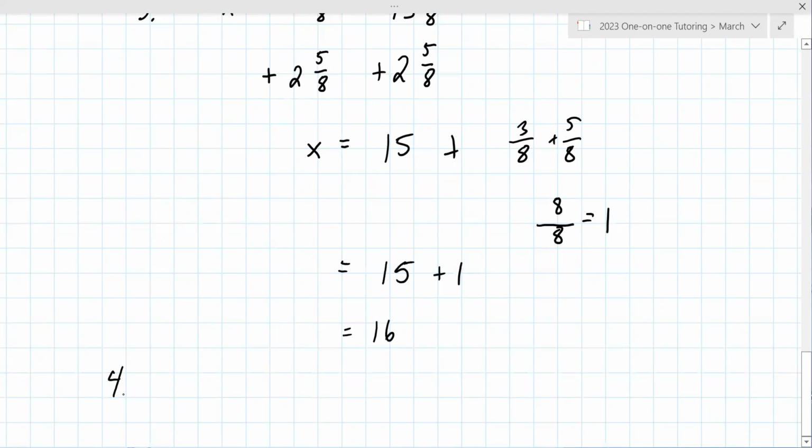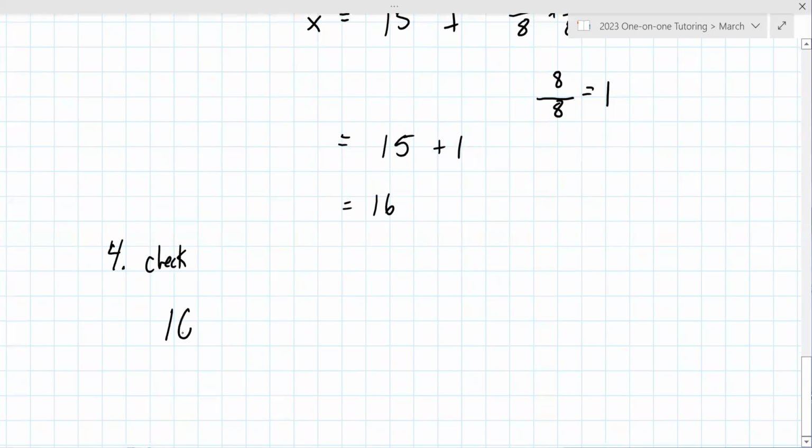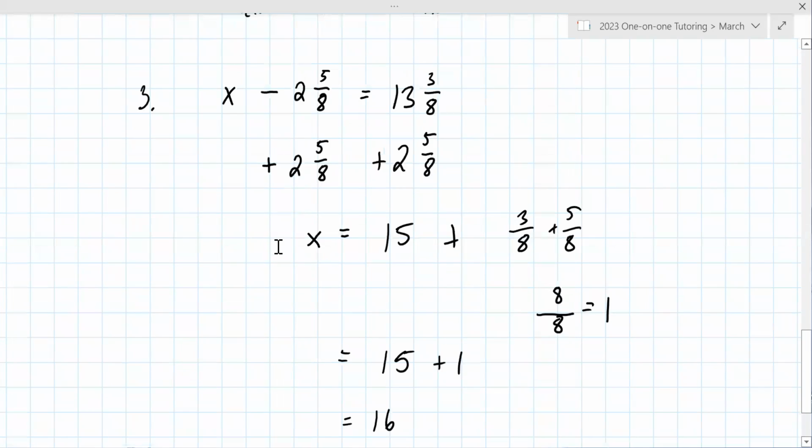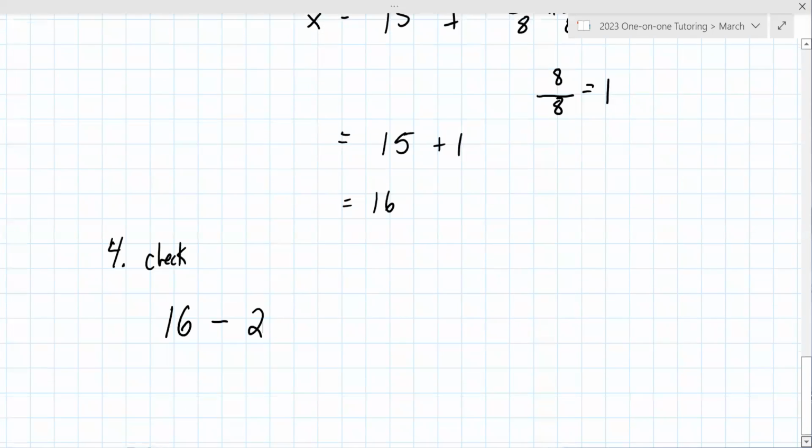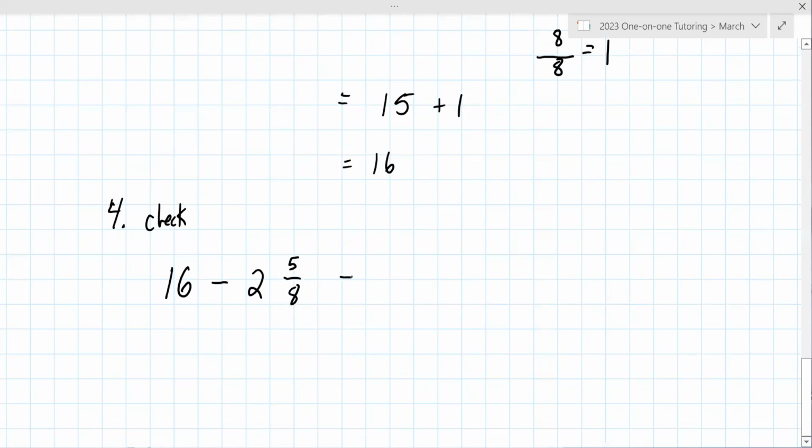Is step 4 like a check? Solve. Or yeah, it's check. Okay, so you go back to your original scenario, which is, okay, if I have 16 and subtract 2, just double check that. Yeah, 2 5/8. Does that equal 13 3/8?